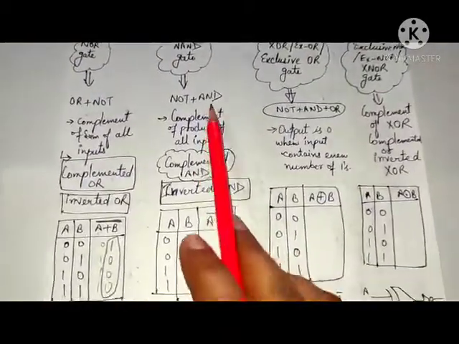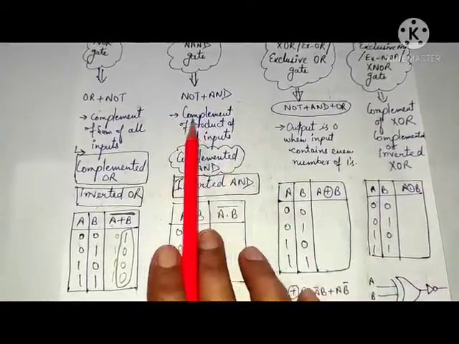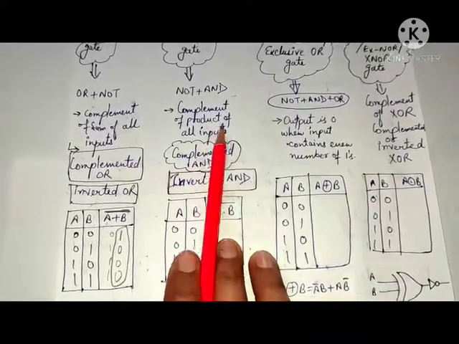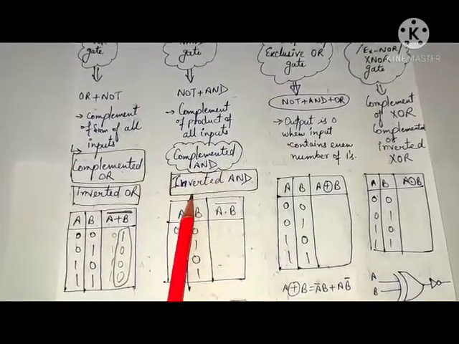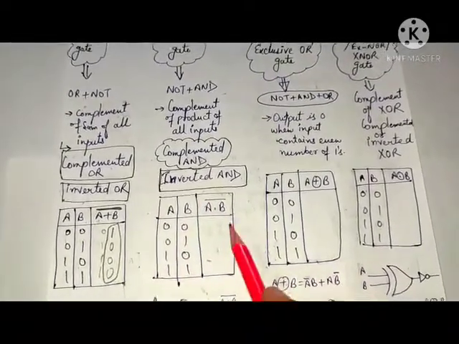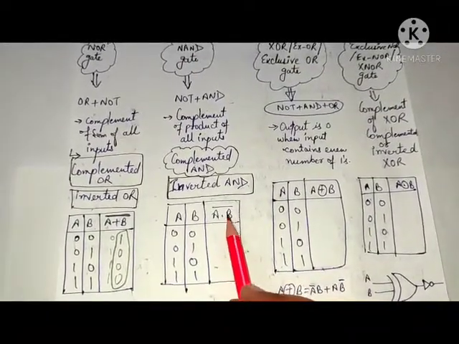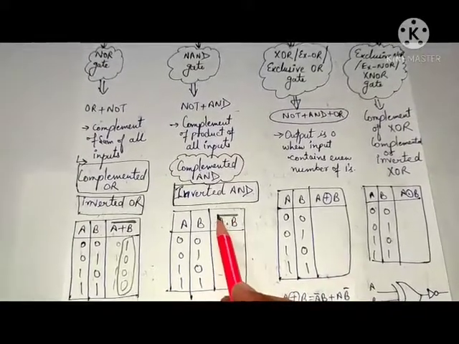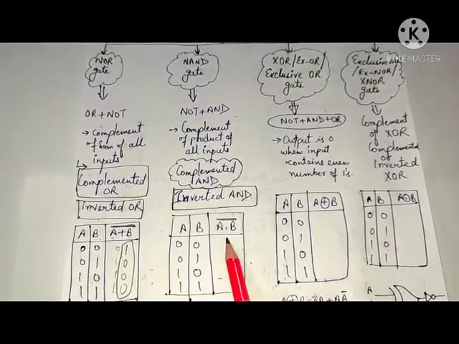Next is NAND gate. NAND is the combination of NOT plus AND. It complements the product of all the inputs. So that's why it is called complemented AND or inverted AND. AND performs A dot B, that is the product, and this complement performs the complement of the AND. So that's why it is called NAND gate.